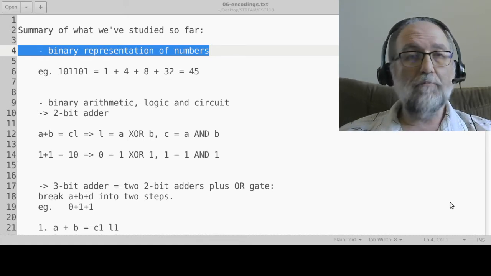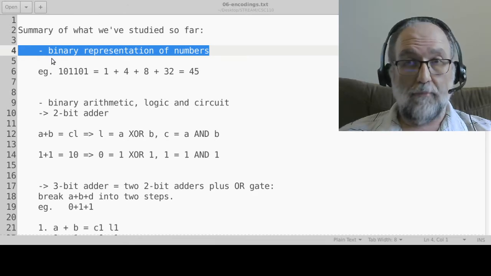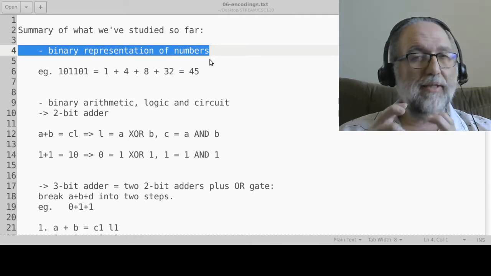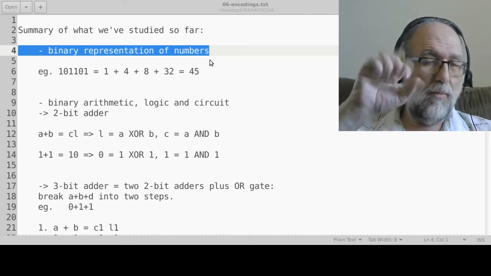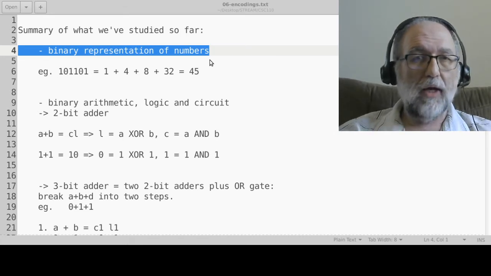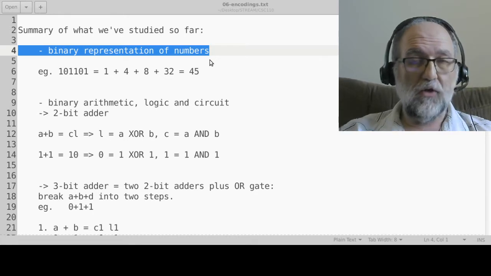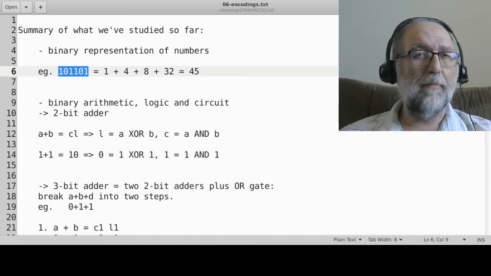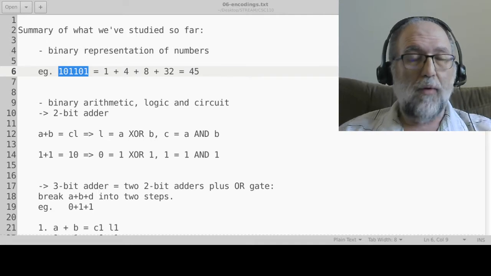Going way back to the earliest lectures, I showed you how binary numbers can be used to represent numbers. Okay, so that means if you've got some value, like this many fingers, in decimal we would say 5, but in binary we would say 101, and that would be a representation of this many fingers. Basically, if you had a number like 101101, you can say, well, how much does that represent?